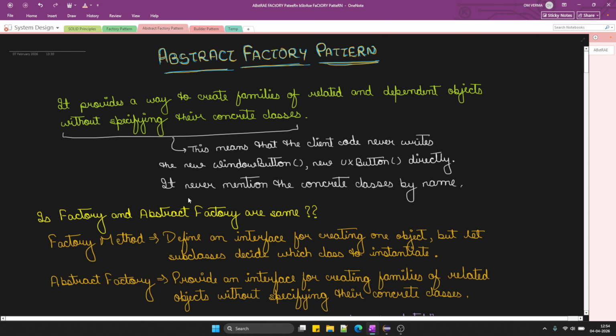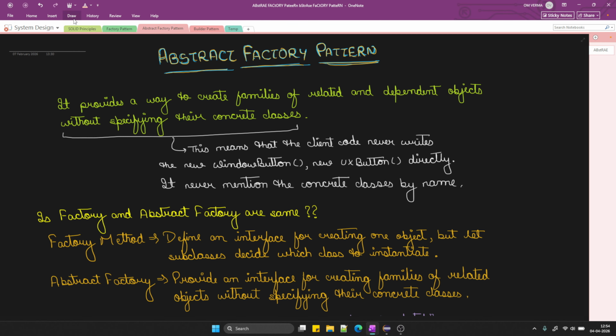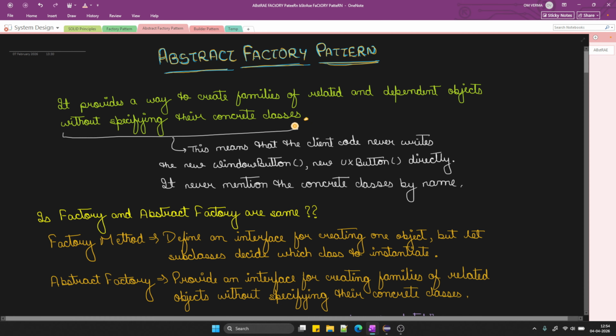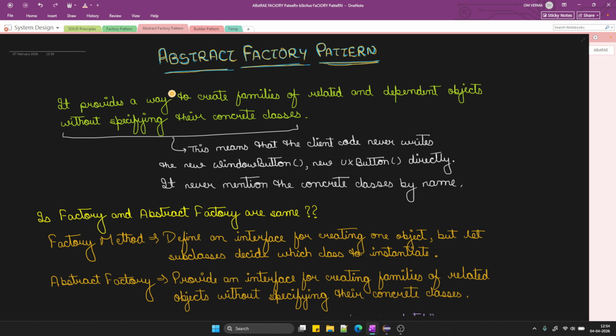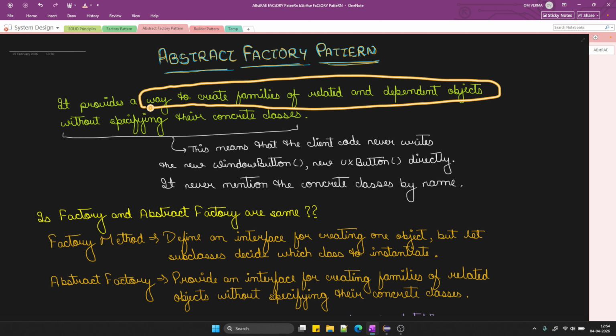Now let's dissect the core principles of this architectural pattern. Starting with the definition: it provides a way to create families of related and dependent objects without specifying their concrete classes. The main agenda of this pattern is to create families of related and dependent objects. Just remember this throughout the video, without specifying their concrete classes.